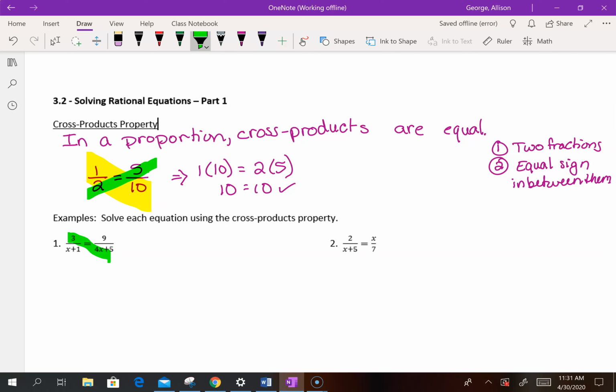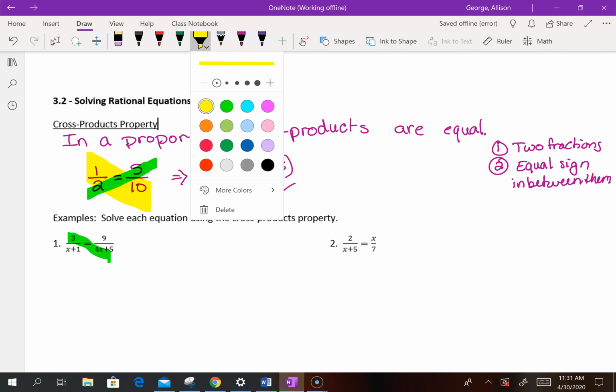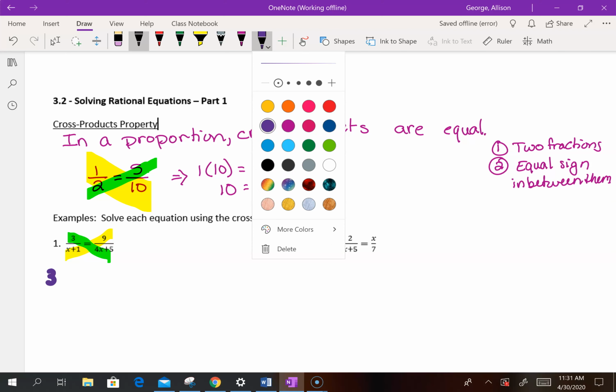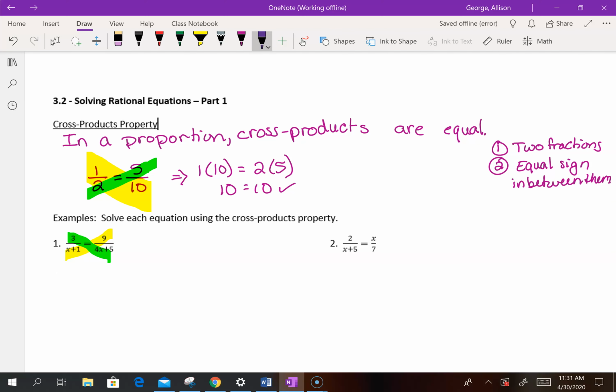So we would do 3 times 4x plus 5, and then we're going to do 3x plus 1 times 9. All right, so that's going to look like this. Sorry, the font sizes are a little wonky on my pen today. So we have 3 times 4x plus 5 equals 9 times x plus 1. And then we're just going to distribute both of these, and then we'll see what we've got and solve it. So that would be 12x plus 15 equals 9x plus 9.